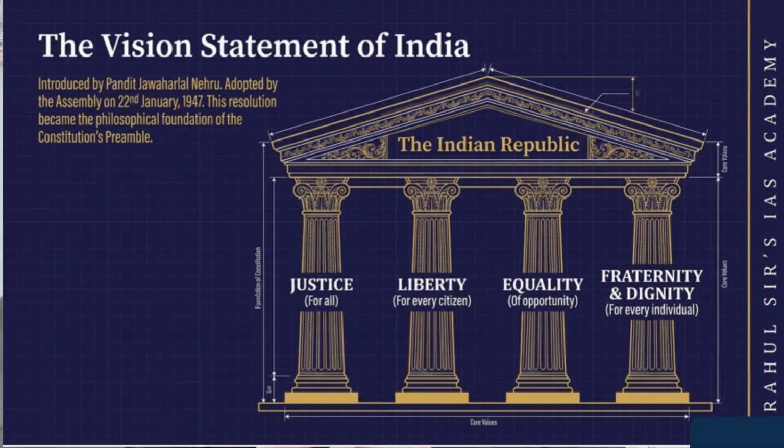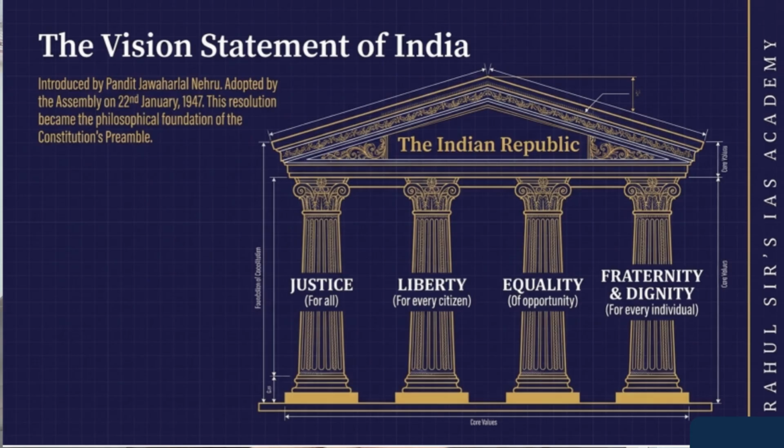Just a few days later, Pandit Jawaharlal Nehru introduced what came to be known as the Objective Resolution. This was much more than a formal resolution. It was a vision statement for the India that was about to be born. It declared that India would become an independent, sovereign nation. It promised justice for all, liberty for every citizen, equality of opportunity, and dignity for every individual.